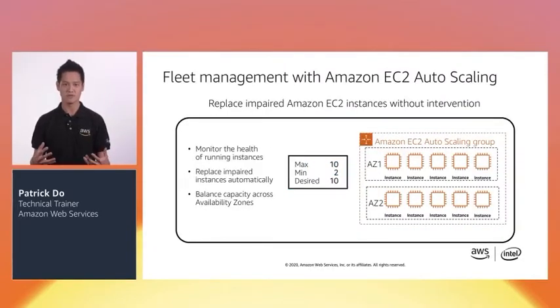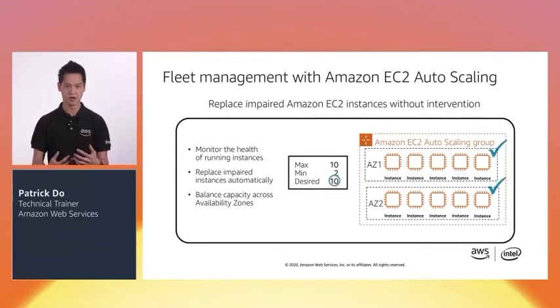So how do you handle fleet management with Amazon EC2 autoscaling? If you run multiple EC2 instances, typically we call this a fleet. Amazon EC2 autoscaling can check our EC2 instances to make sure that they are working by performing health checks. If an instance fails a health check, autoscaling will replace that instance with a new one, giving us better resilience or fault tolerance.